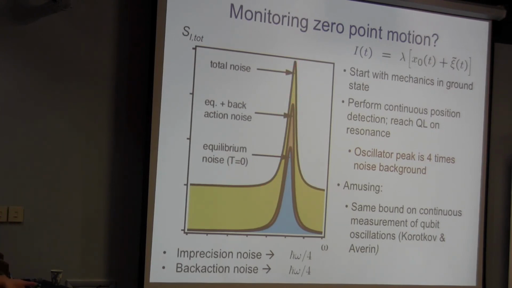So what's the upshot of this? If you want to do this continuous monitoring of the 0 point fluctuations, the absolute best you can hope for is a signal-to-noise ratio of a factor of 4. So this peak here is 4 times the noise background away from the resonance.